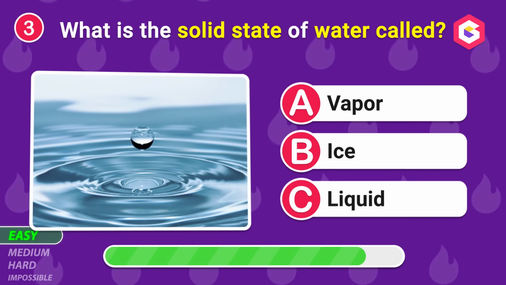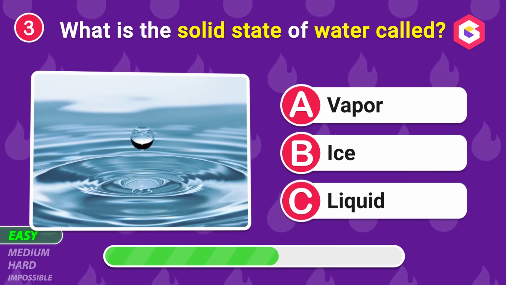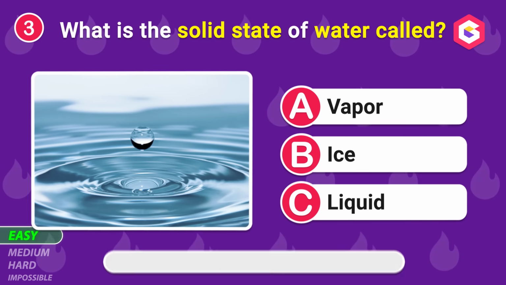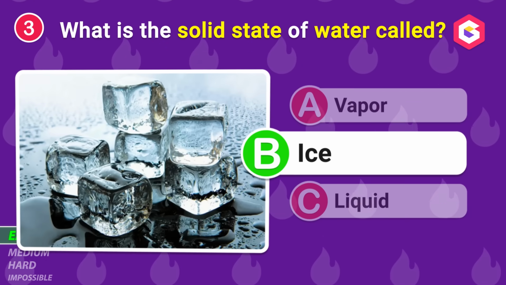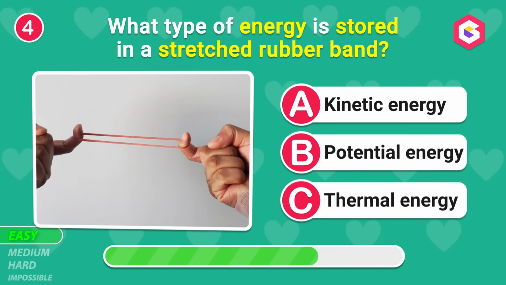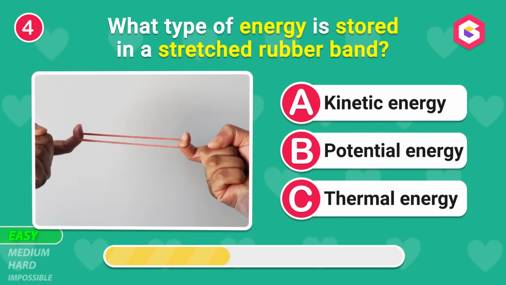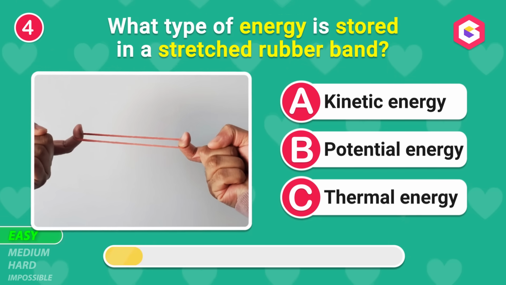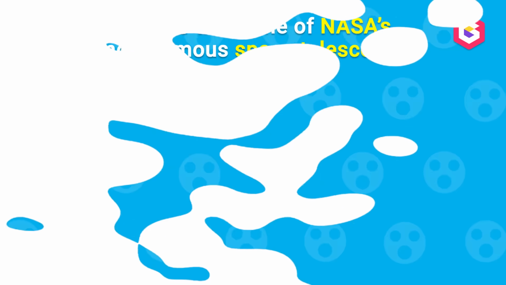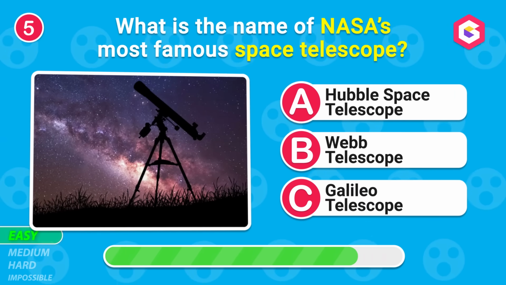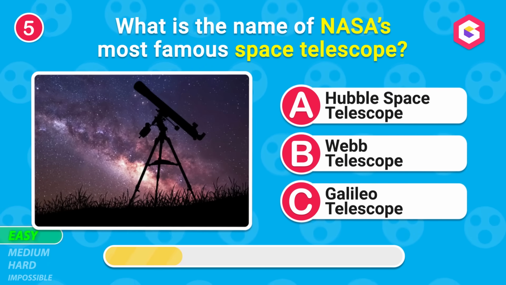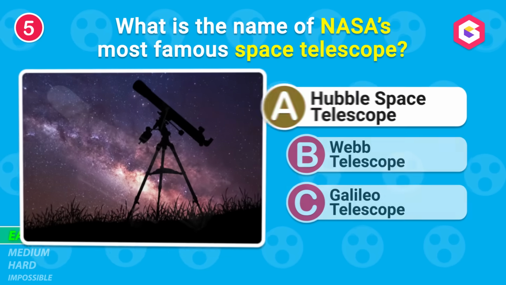What is the solid state of water called? Yes, ice. What type of energy is stored in a stretched rubber band? Potential energy. What is the name of NASA's most famous space telescope? Hubble Space Telescope.